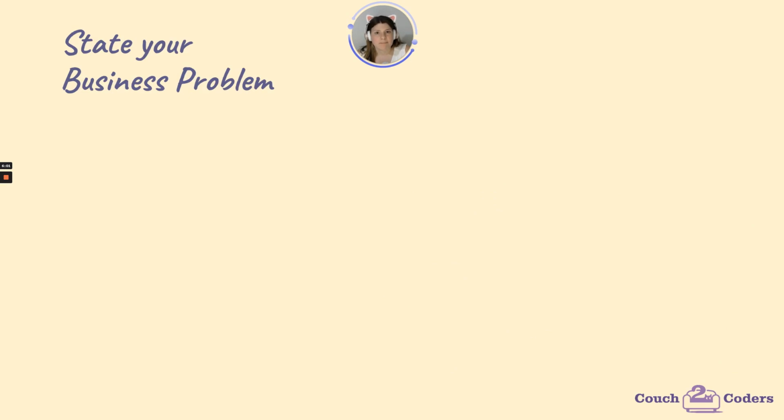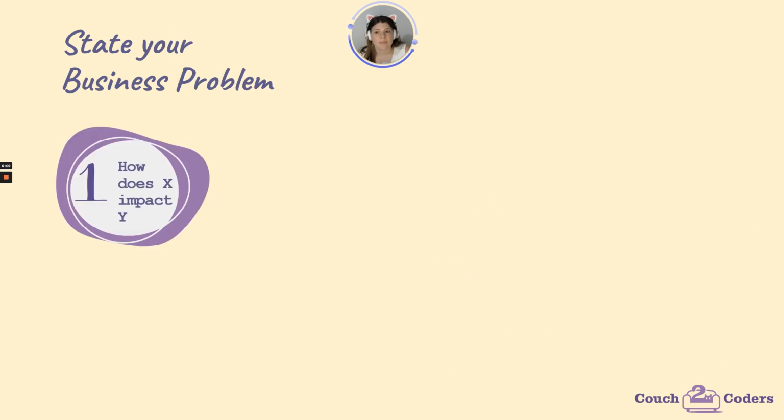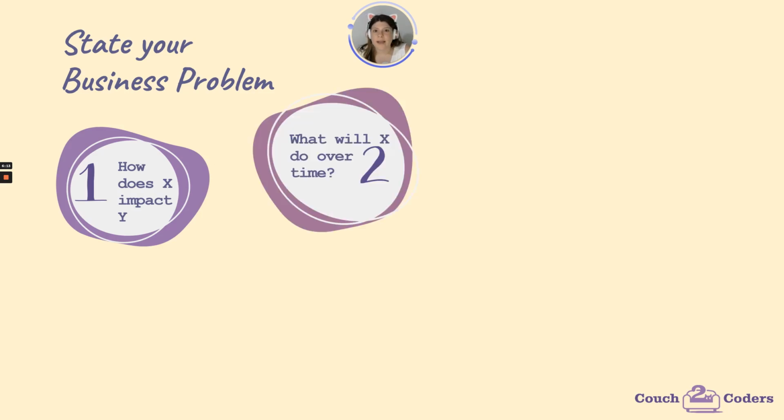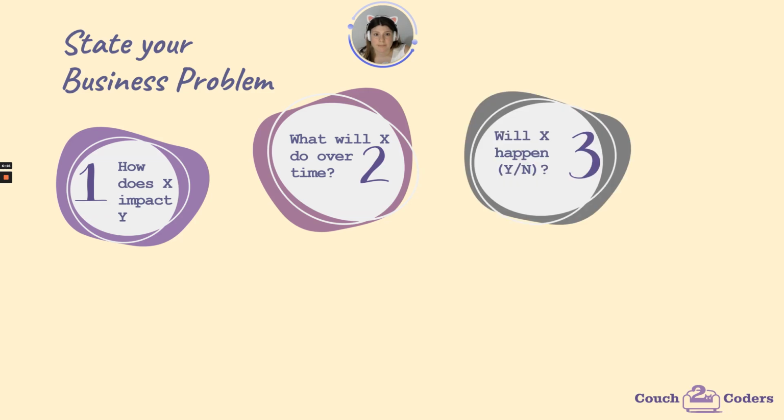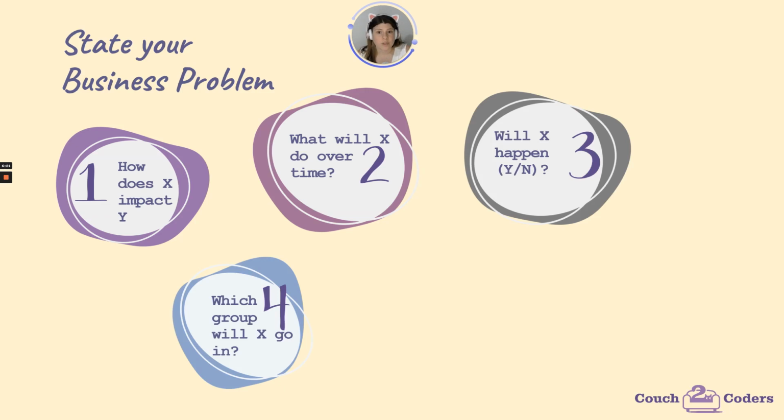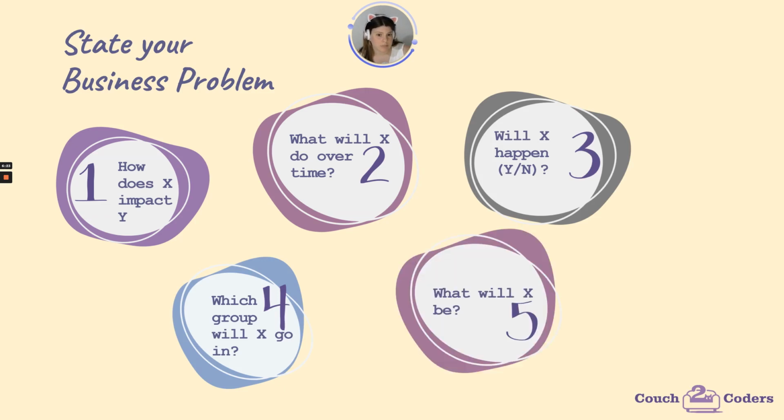So state your business problem. When you state your business problem, it's most likely going to fall into a couple different broad categories. How does X impact Y? What will X do over time? Will X happen? Yes or no? Which group will X go into? And what will X be? So when you write down your business questions, see if they fit into one of these categories. And then if they do, I have a couple model recommendations for those types of questions.